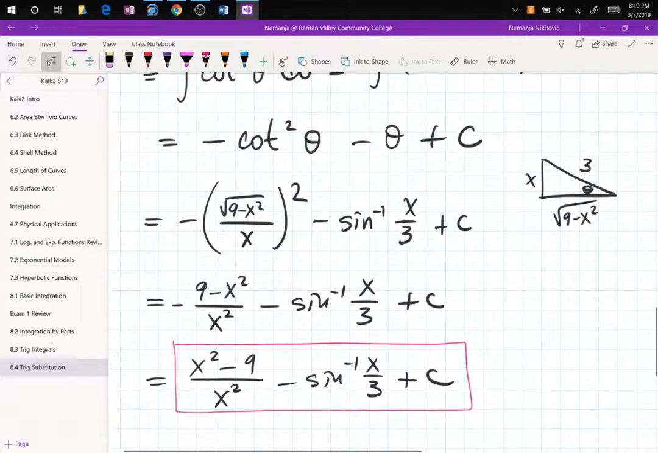Why did you switch the x squared and 9 on the bottom? Because there was a minus in front. When you apply a minus, it becomes minus 9 plus x squared, and I swap the spots. Oh, okay.